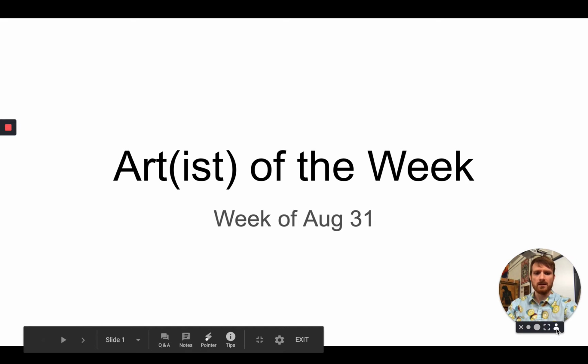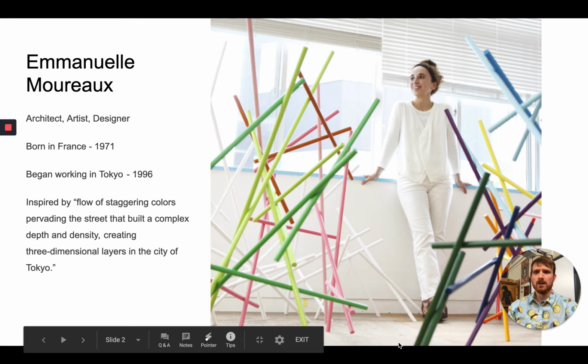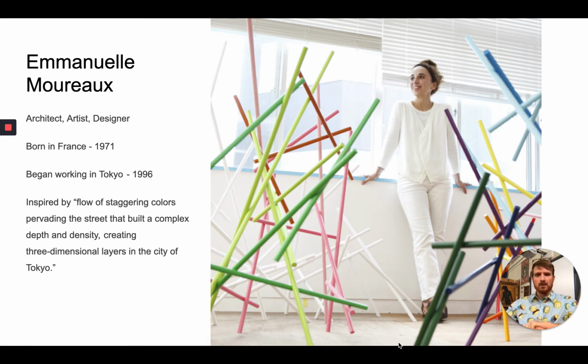To start us off this school year, this week we are going to look at the artist Emanuelle Moureaux. She is a French-born, Tokyo-based artist, architect, and designer, born in 1971. She is a contemporary artist, meaning that she is alive and producing artwork and installations as we speak. She began working in Tokyo in 1996 and was inspired by, as she said, the flow of staggering colors pervading the street that built a complex depth and density, creating three-dimensional layers in the city of Tokyo.